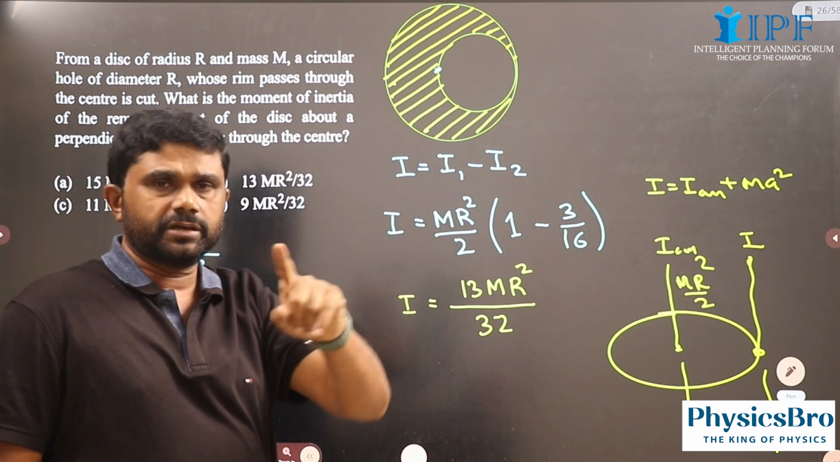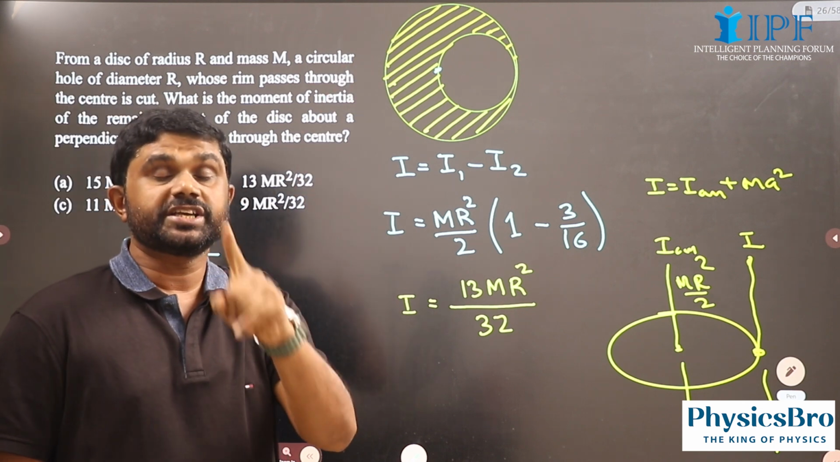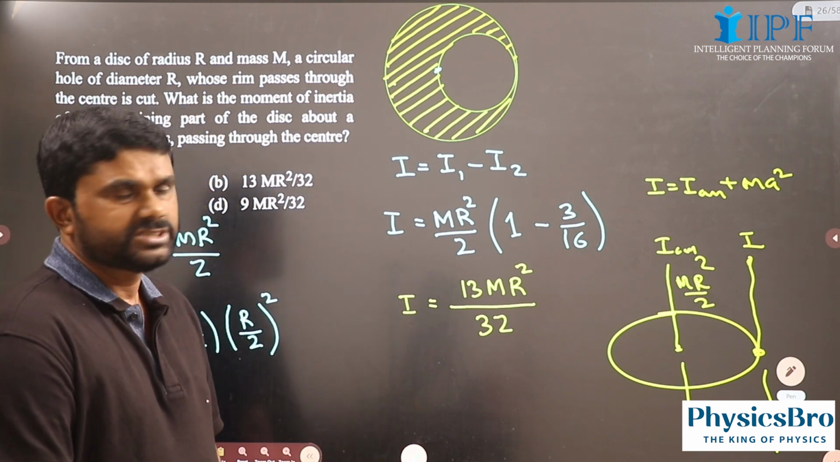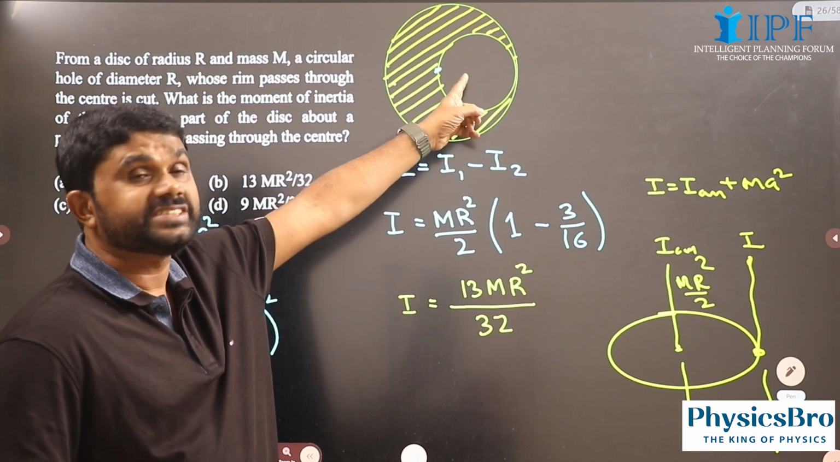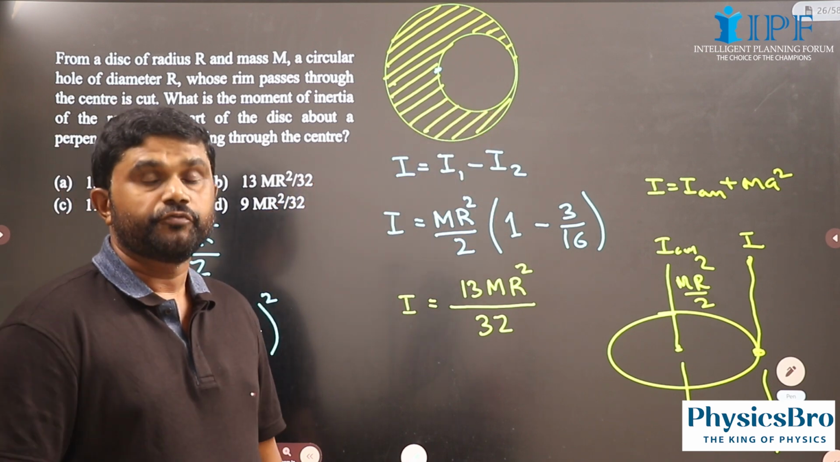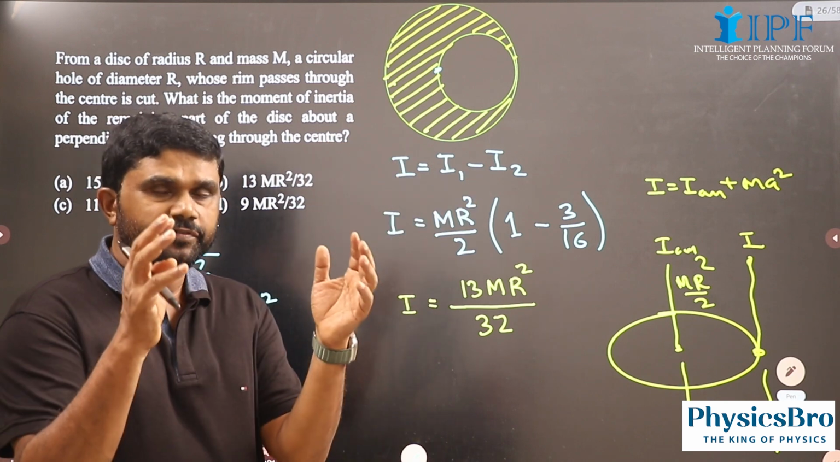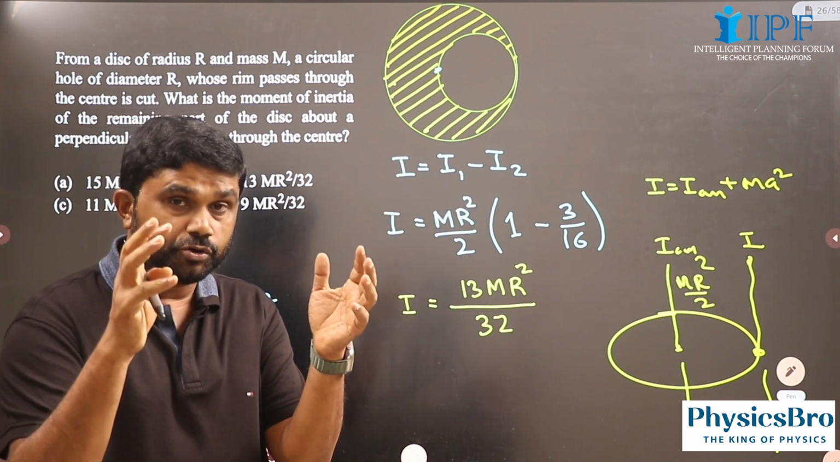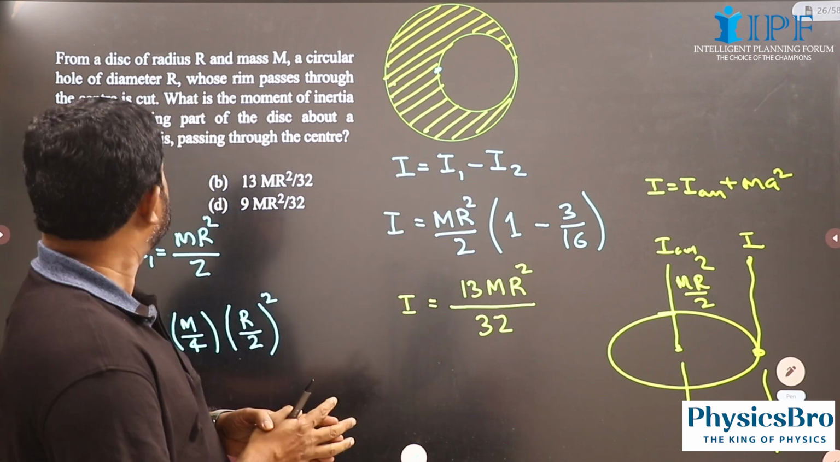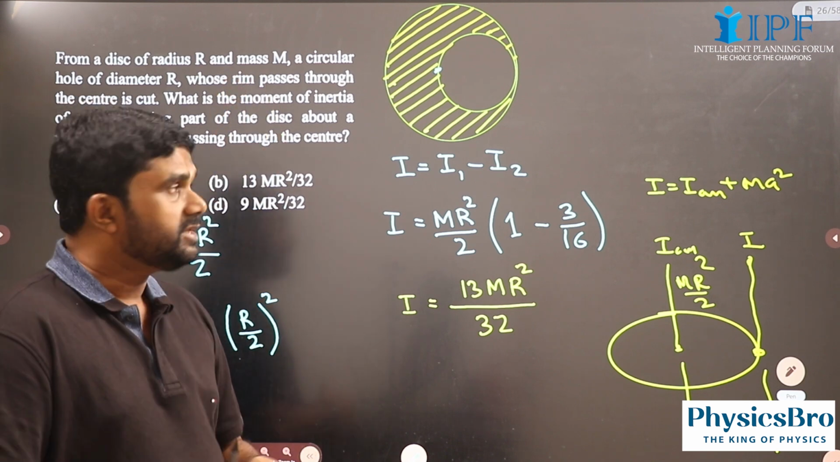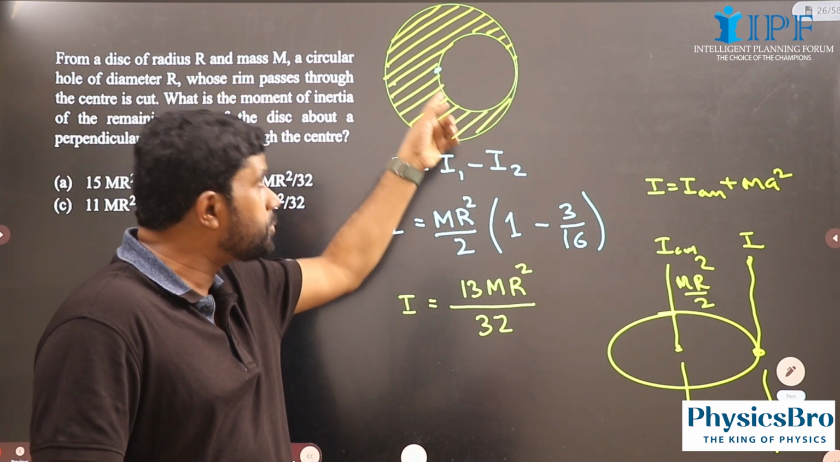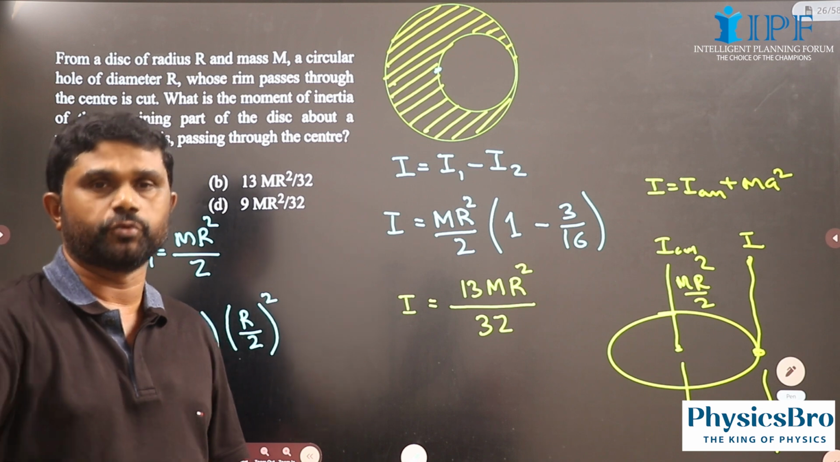Now see, mass is directly proportional to area. The area of this removed part will be 1/4 of the total area. So if capital M is the mass of the original disc, then the mass of this removed part will be M by 4.